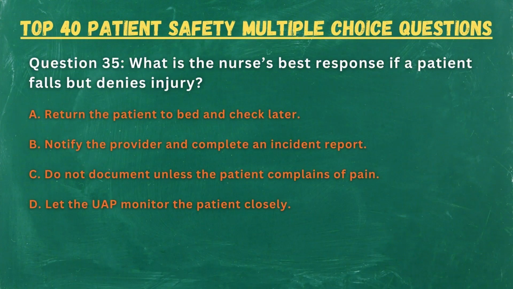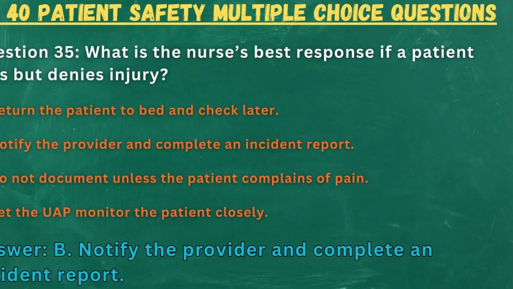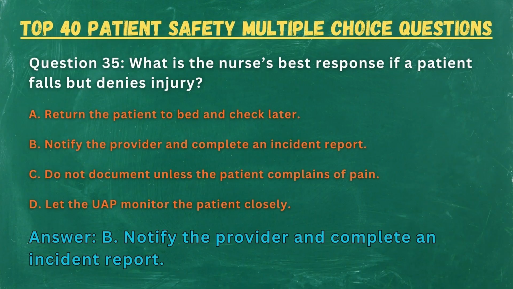Question 35. What is the nurse's best response if a patient falls but denies injury? A. Return the patient to bed and check later. B. Notify the provider and complete an incident report. C. Do not document unless the patient complains of pain. D. Let the UAP monitor the patient closely. Answer. B. Notify the provider and complete an incident report.